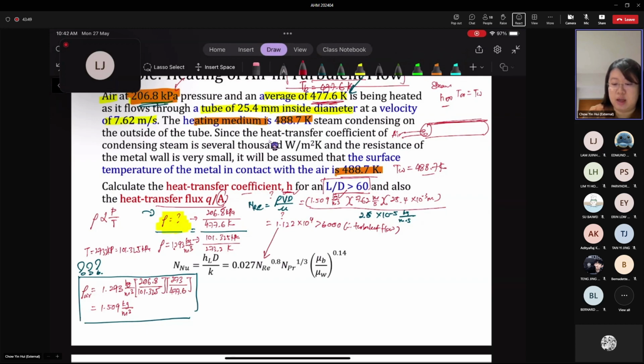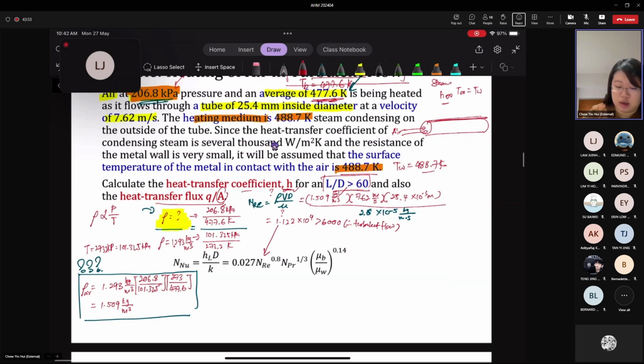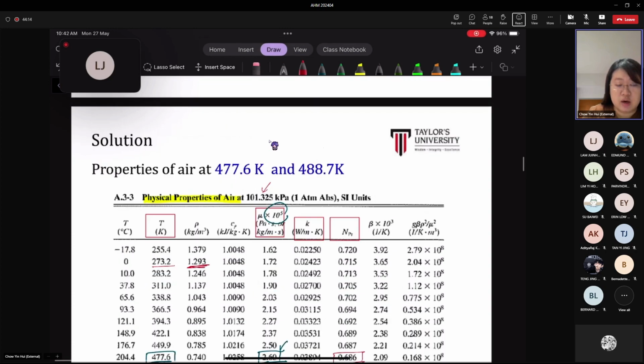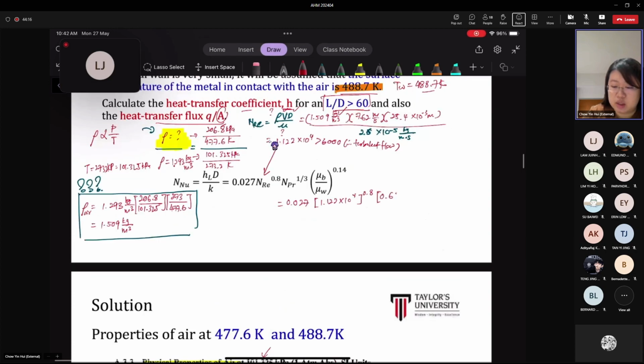I'll write it out here also: 0.027, the Reynolds number 1.122 × 10^4 to the power of 0.8. Now let's check the Prandtl number. The Prandtl number at bulk fluid temperature is given here as 0.686. So substitute 0.686 to the power of 1/3.